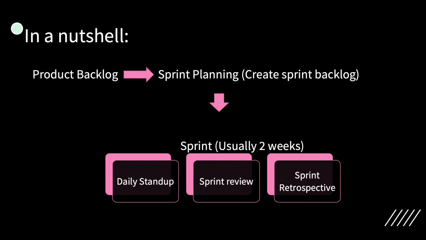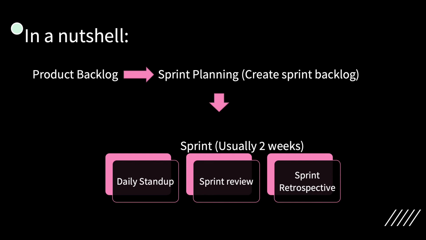In a nutshell, let's look at the whole sprint. A product owner creates a product backlog with all the requirements. A developer looks at the product backlog and during sprint planning meeting decides which items can be done during a sprint and creates a sprint backlog.